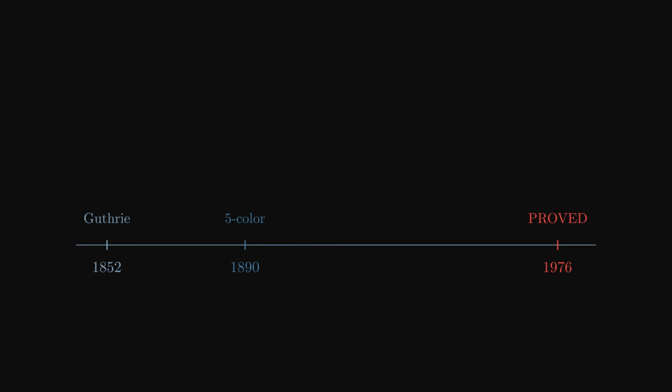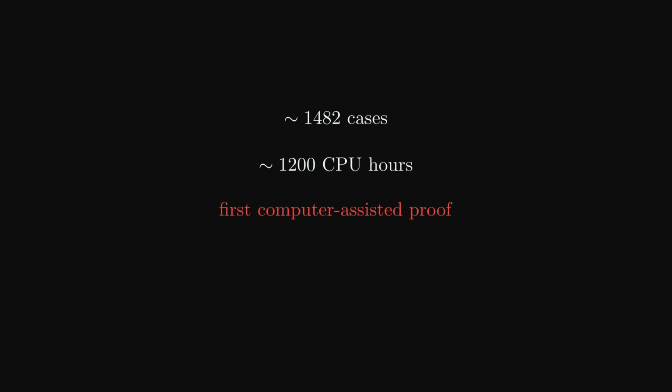When the proof finally came, in 1976, it was a proof unlike any other in the history of mathematics. It required a computer. It checked 1,482 cases by brute force. It took 1,200 hours of CPU time, and it sparked one of the most heated philosophical debates mathematicians have ever had about what a proof actually is.